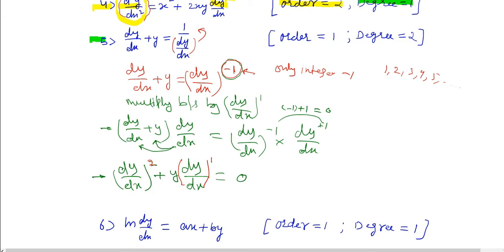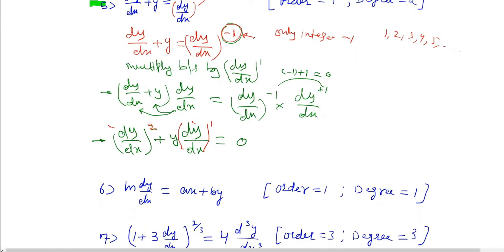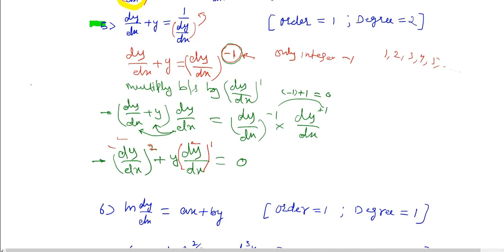Now we can see the powers are integers and the dy by dx terms are independent, so they are not clubbed with other terms. Therefore, here is dy by dx, here is dy by dx, and here is dy by dx again, right? Therefore, the order is 1. That's why I have written here that the order is 1. Okay. Now, because they are both the same, dy by dx, the order of this equation is 1.